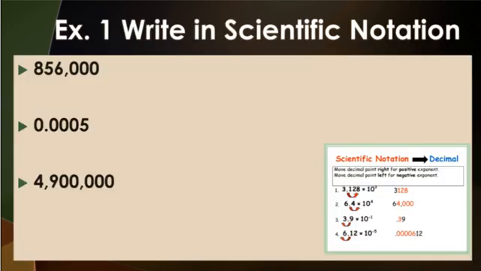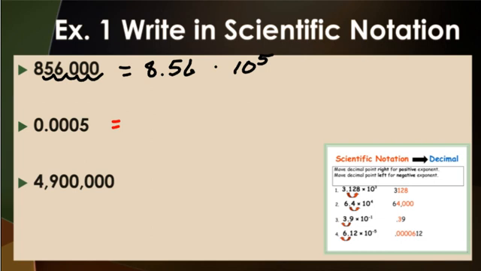So now let's write in scientific notation. So I have 856,000. I need to have a decimal between 1 and 9. So the decimal point is here, so I move it 1, 2, 3, 4, 5. So it's 8.56 times 10. We moved it 1, 2, 3, 4, 5 places, so it'd be 10 to the 5th power. It's a positive because our standard number is greater than 1.